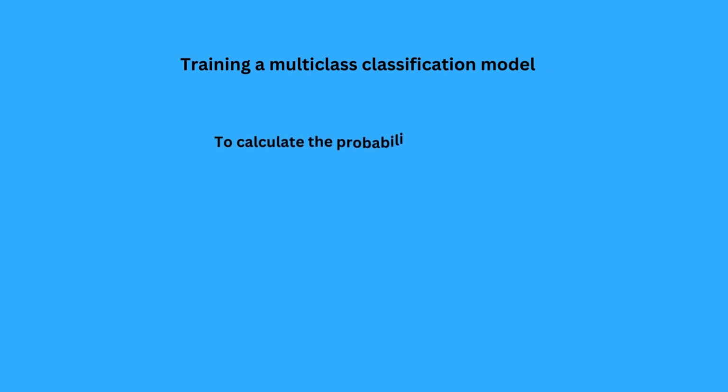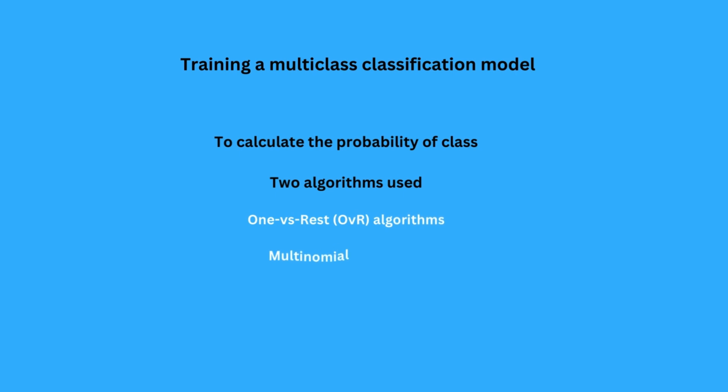Now, coming to the training of a multi-class classification model. To train a model, we need an algorithm that fits the training data to a function so that we can calculate the probability value for each class. Here, we are going to use two kinds of algorithm. First one is the one versus rest algorithm, and then the multinomial algorithm.